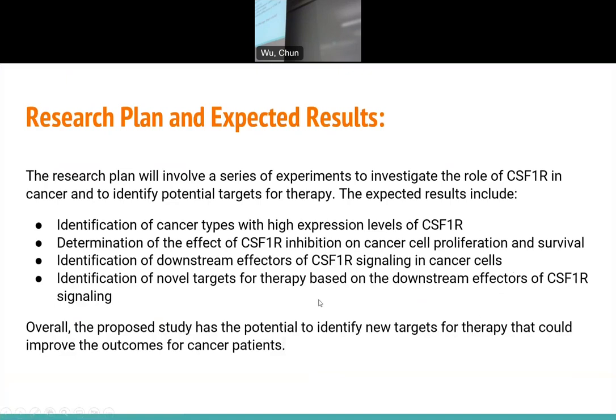So what we're expecting in these results is an identification of cancer types with high expression levels of CSF1R, determination of the effect of CSF1R inhibition on cancer cell proliferation and survival, identification of downstream effectors of CSF1R signaling in cancer cells, and identification of novel targets for therapy based on the downstream effectors of CSF1R. Overall, this proposed study has the potential to identify new targets for therapy that could improve the outcome for cancer patients. And that is all.